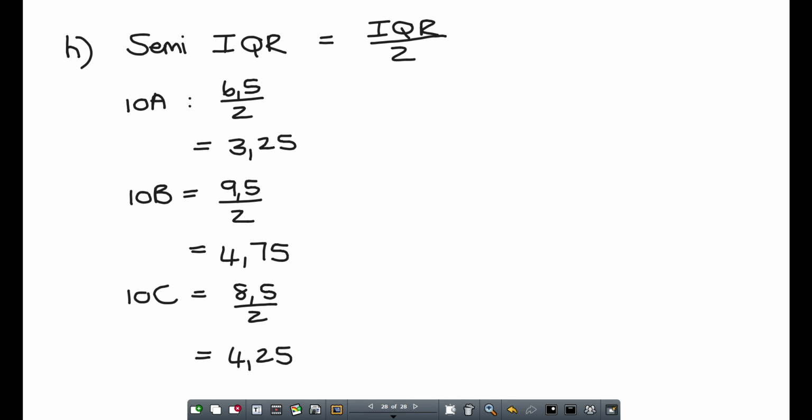Let's quickly look at these 2 pictures. Maybe I must first tell you what each one of them represents. Let's look at the anatomy of a box and whiskers diagram.